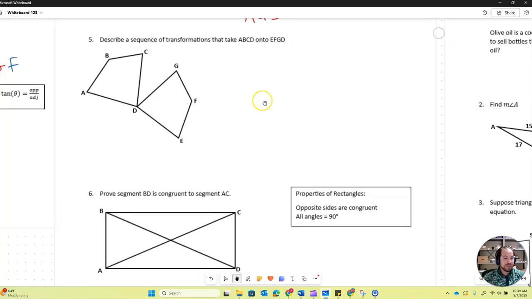All right, in question 5, we are asked to describe the sequence of transformations to get these two shapes on top of one another. Now, there are a few different ways you can do this as well. What I'm going to do is, since this is a mirror image of itself, I'm actually going to use a reflection. I'm going to create a line, and I'm going to call this line DZ. And notice I'm marking that there. In fact, I'm going to make this a solid line.